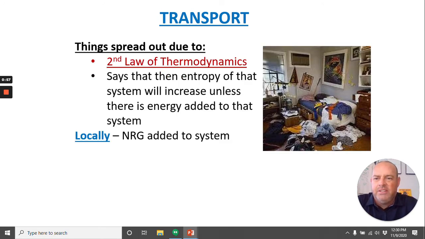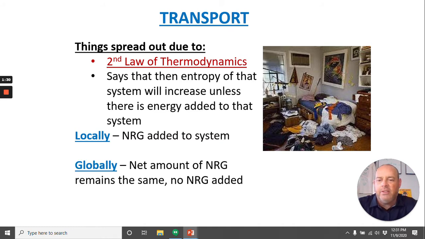So one reason for this is the second law of thermodynamics. It says that the entropy of a system will increase unless there's energy added to that system, right? So if you remember the second law of thermodynamics, we can really just sum it up as entropy, right? Chaos, disorder, kind of like this room over here on the slide. Maybe your room looks like that. And there's no way that room's getting cleaned up unless you put energy into it. It'll just keep getting more and more chaotic unless you put energy into that system, okay?